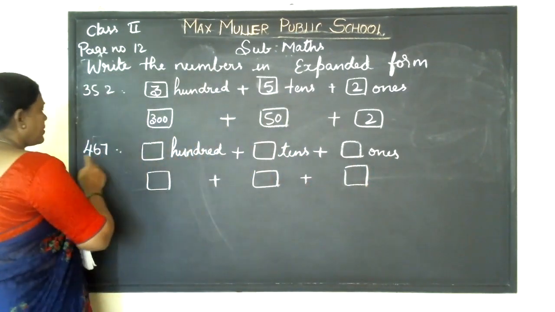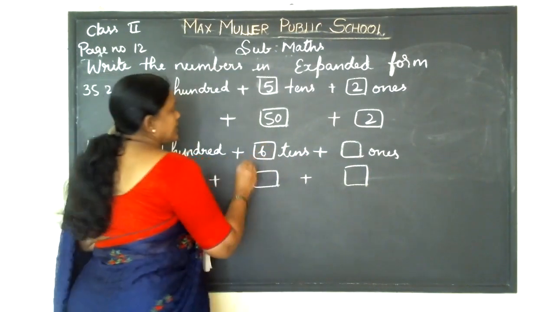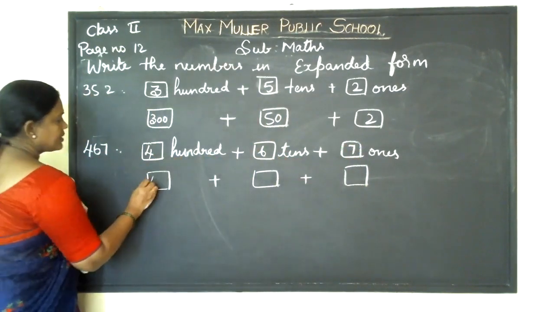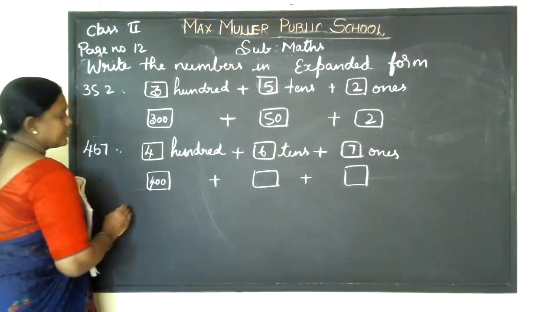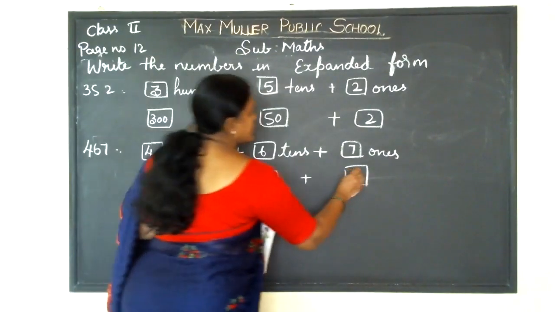So, which number do you want to write in the hundreds place? 4. Tens place 6. 7. See, 400 means write in the numbers 400. 60, 7.